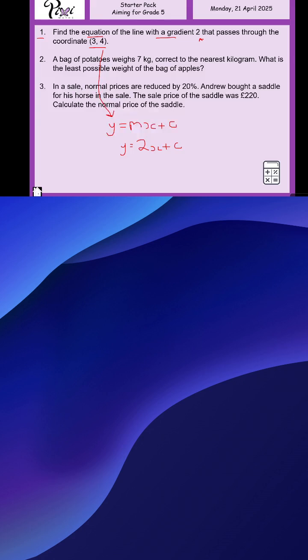So I'm going to have 4 is equal to 2 lots of 3, so 2 times 3, okay, 2 multiplied by 3, then plus c, okay. So 2 times 3.